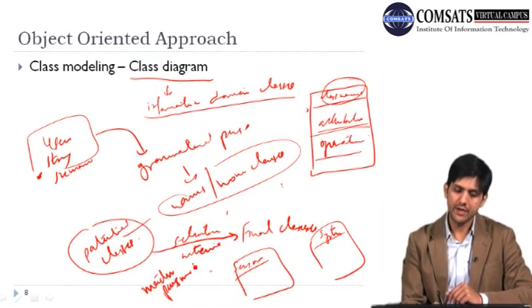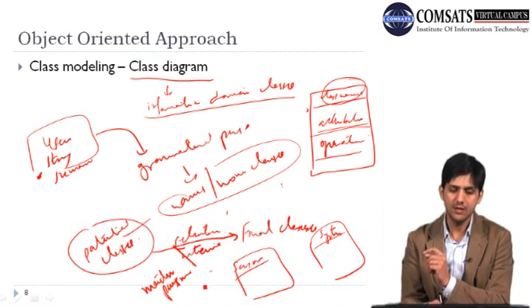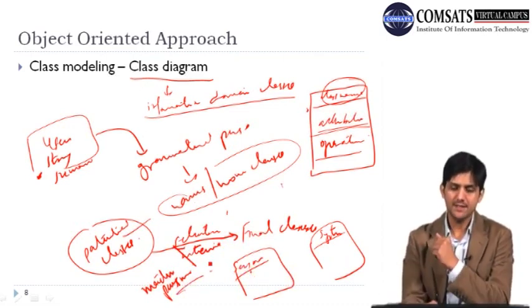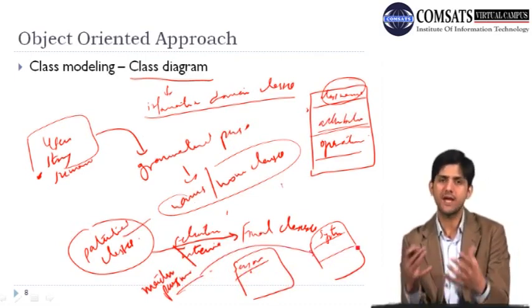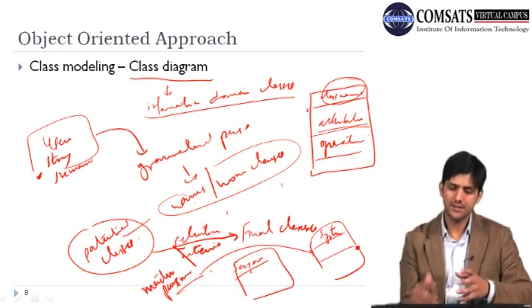Now what we will try to do is look at all the classes and say, okay, this master password seems to be close to which class? The sensor class or the system class? So it seems to be close to the system class. So we are going to say, okay, this is going to be one of the attributes of the system class. So that's how we identify the attributes of a particular class.